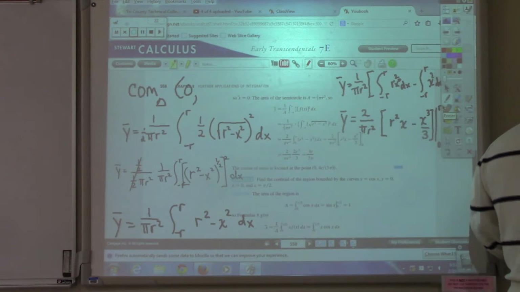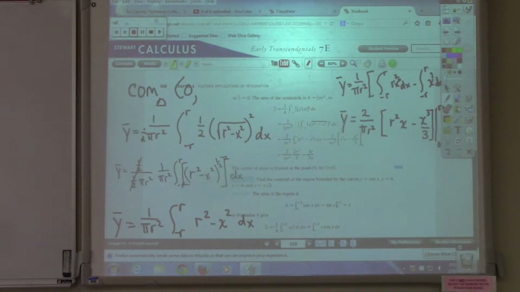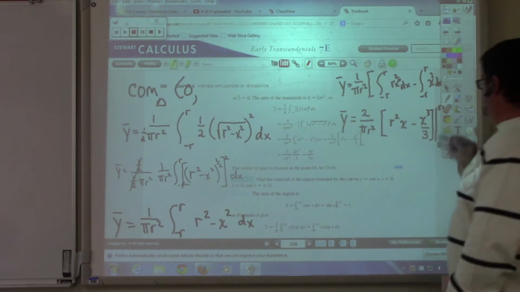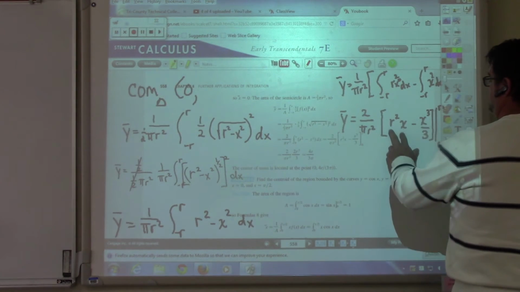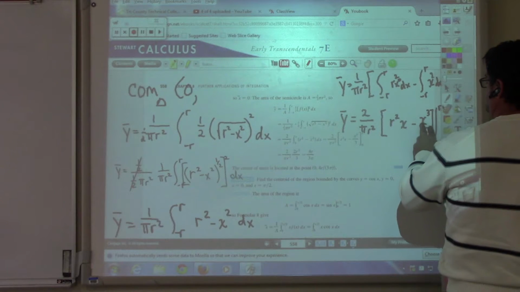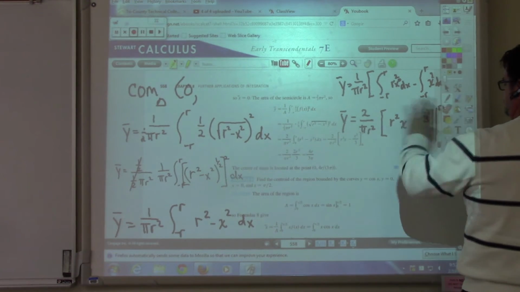Yeah. 0 to R. And now just plug R in, and then you get your direct proportion. So plug R in, and that's going to give you a 0. 0 is going to cancel that out. 0 is going to cancel here. You're going to get 0. 0 is going to go away.